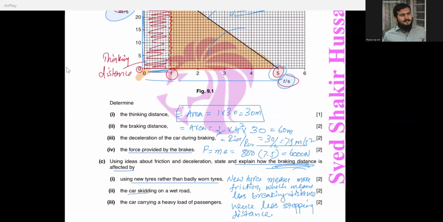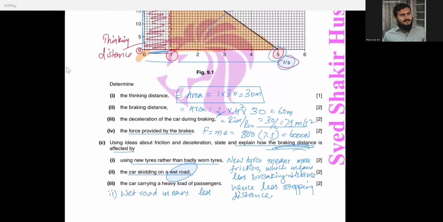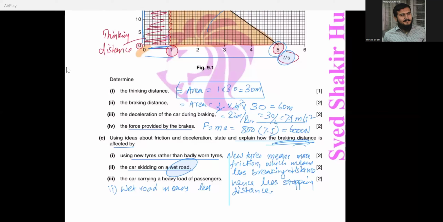Car skidding on wet road. So when a car skids on a wet road, it means less friction. Wet road means less friction.